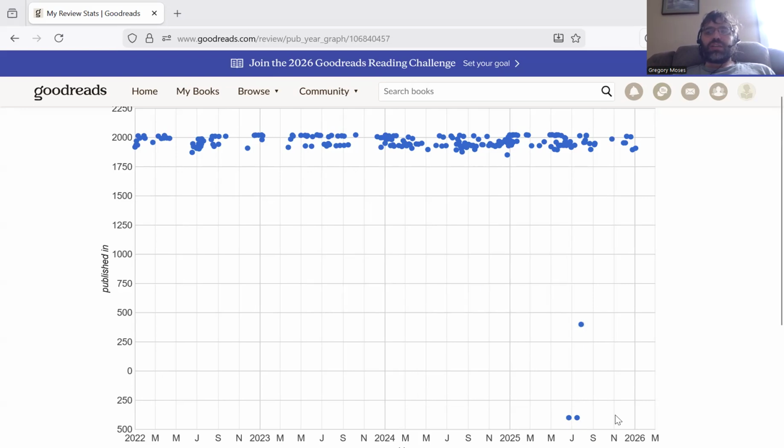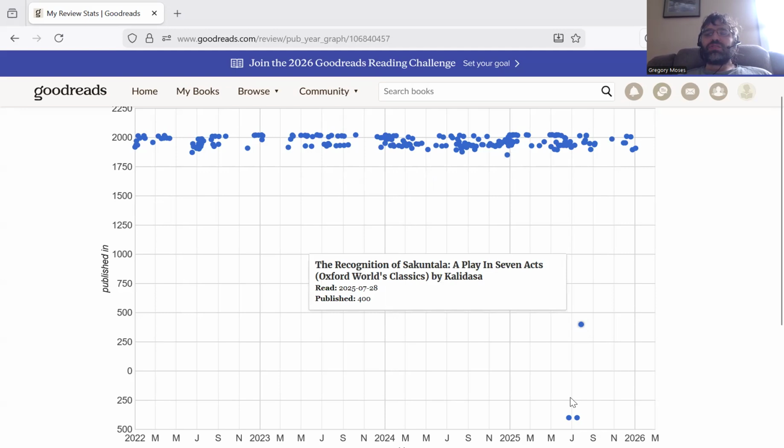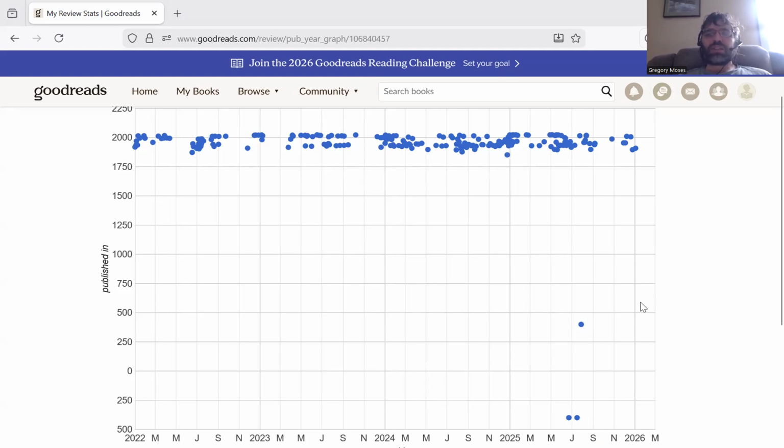And other than these 3 data points, I think that the House of Seven Gables at 1851 is the oldest book I've logged. So almost all of my data is more recent than 1851. And then you have these 3 points that are significantly before that. And Goodreads appears not to have any mechanism in place for dealing with that.